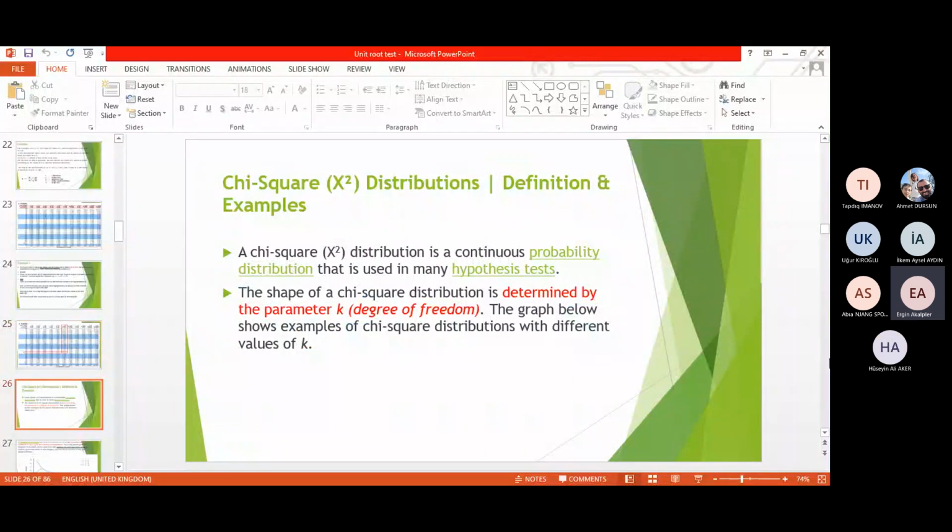Then we are coming to the third one, the chi-square, the so-called chi-square distribution, definitions, and example. The chi-square distribution is a continuous probability distribution that is used in many hypothesis tests. The shape of the chi-square distribution is determined by the parameter k, the so-called degrees of freedom that we have done. The graph below shows examples of chi-square distributions with different values of the degrees of freedom, or k.